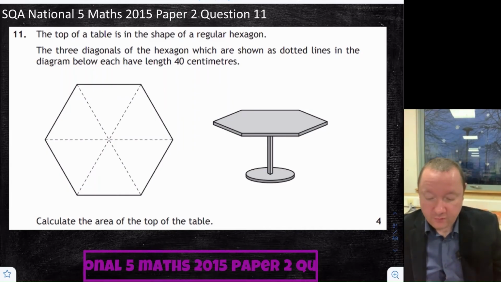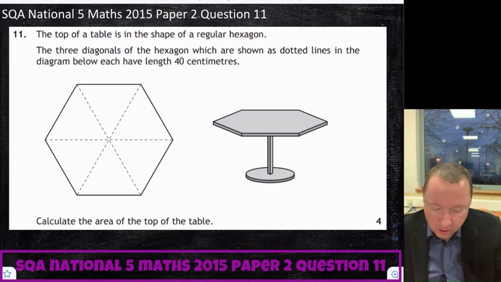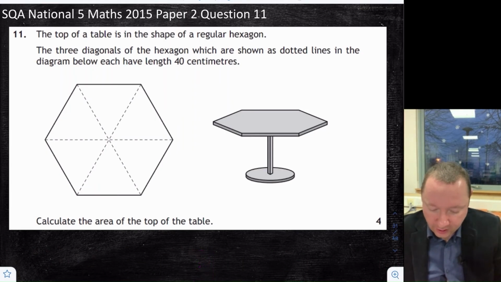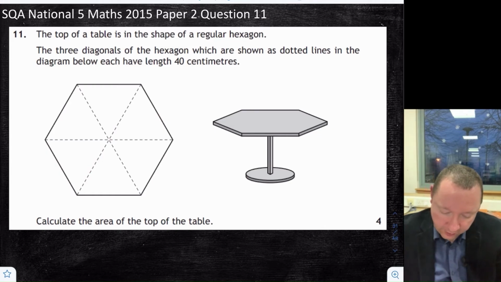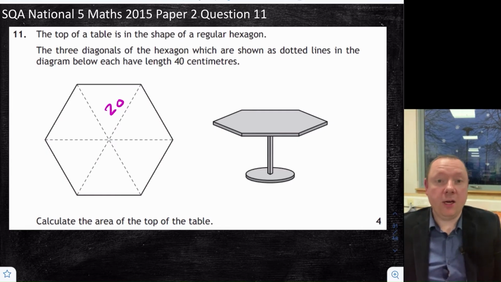National 5 Maths 2015, Paper 2, Question 11 had this question. The tabletop is in the shape of a regular hexagon. The three diagonals are shown in dotted lines below. Each have a length of 40. Calculate the area of the tabletop. So we know that each of these lines here, the diagonals, are 40, which means half in it, these will be 20. Now, it's an area of a triangle question in disguise.